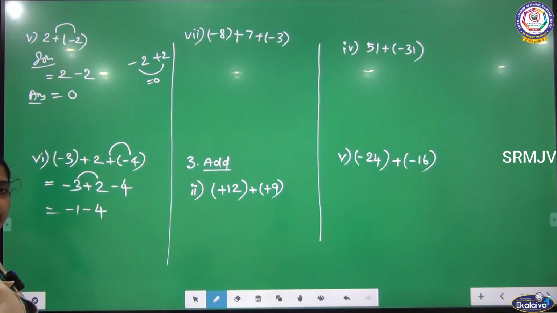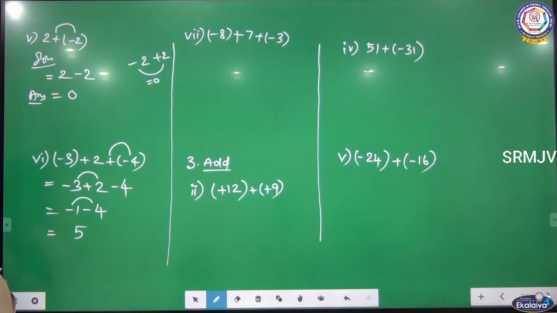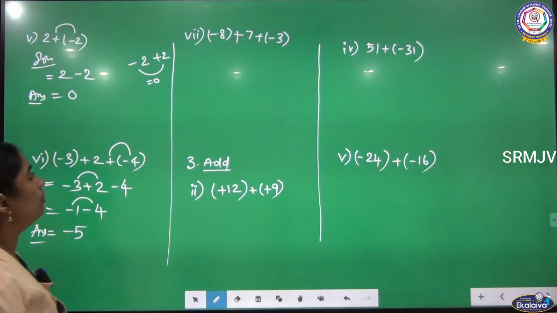Minus 4 is there. Now listen, both the signs are same, so I can add, which is what? 4 plus 1, 5, and put that sign, which is minus 5. Can you understand this, children? Minus 1, minus 4, which is minus 5.